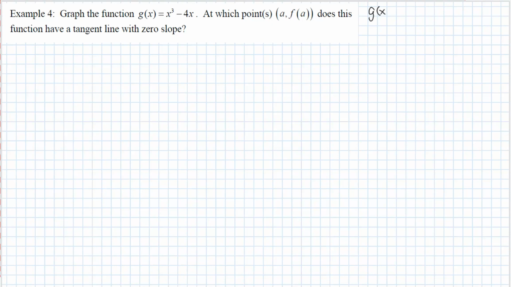So g of x, when you factor, you will have x on the outside, and then on the inside, you will have x squared minus 4. And x squared minus 4 is going to be x plus 2, x minus 2. Okay, so that's how that function is being factored.